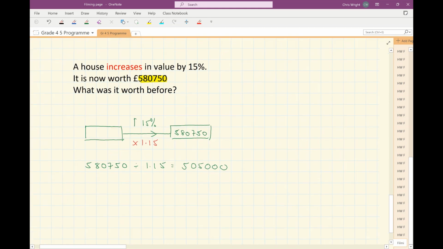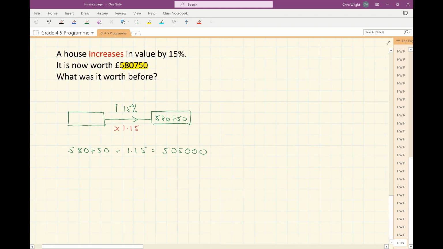Now let's have a think about method two. If we were using method two, we'd ask ourselves, okay, after the increase in value, what percentage do I have now? Well, you used to have 100% of the original figure. You've increased it by 15%. So now you've got 115% of the original value. And you know that that equals 580,750.